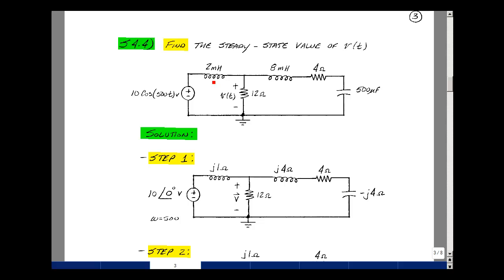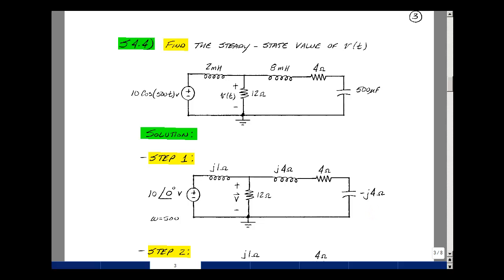My inductor is j omega L. This is equal to half a k times 2 milli. The k's and milli cancel and you just get 1, so it's j1. For the other inductor, it's j omega L, so it's going to be 8 milli times half a k. I get 4, the k and milli cancel, so j4 ohms. And then for the capacitor, this is half a milli multiplied by half a k. The k's and milli cancel, I get a quarter. The reciprocal of that is 4, so it's a minus j4. Or you can just punch it in your calculator.